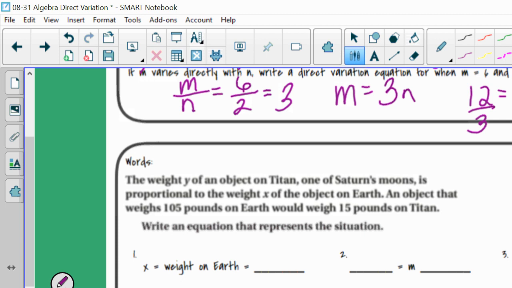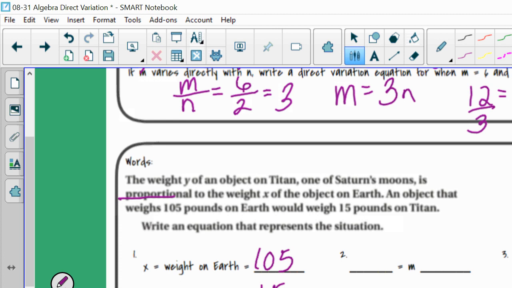The weight of an object on Titan, one of Saturn's moons, is proportional to the weight of the object on Earth. An object that weighs 105 pounds on Earth would weigh 15 pounds on Titan. Write an equation that represents the situation. So again, I want to write an equation, yes? What is the weight on Earth? 105. What is the weight on Titan? 15. So it's actually telling me that the weight on Earth is my X value and the weight on Titan is my Y value.